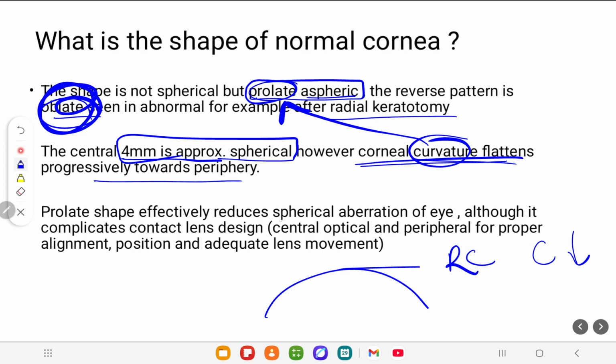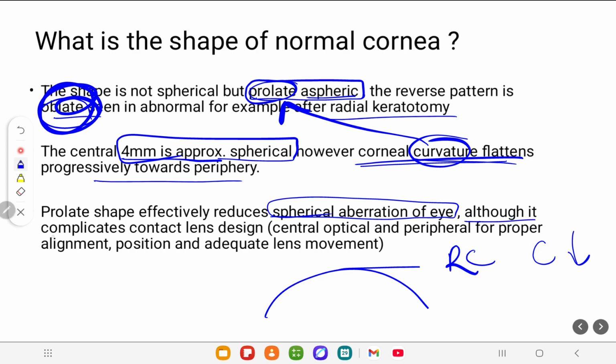So the prolate shape effectively reduces spherical aberration. That prolate shape was chosen by nature, it's not out of whim. It actually does a great thing: it reduces the spherical aberration. If suppose the cornea were completely spherical, then spherical aberration would go much, much higher, and it would definitely reduce sharp vision, because it would create aberration, and that aberration creates not a point focus but a spread focus, and that will definitely create a problem.